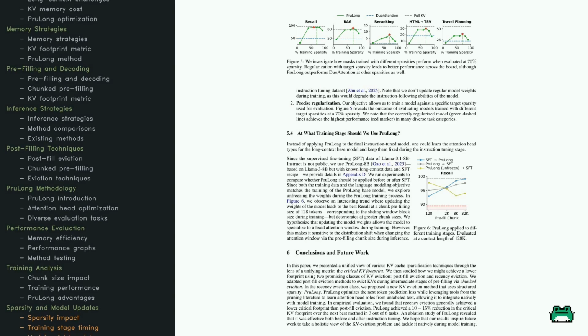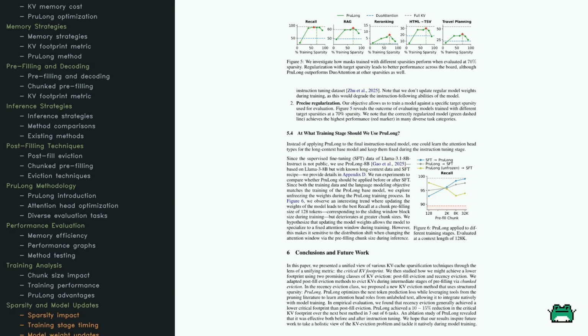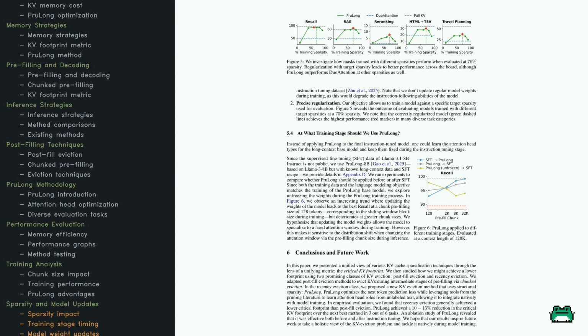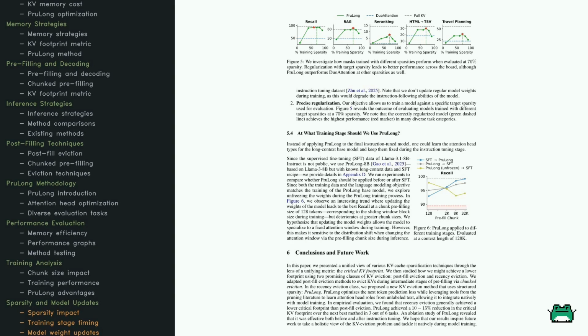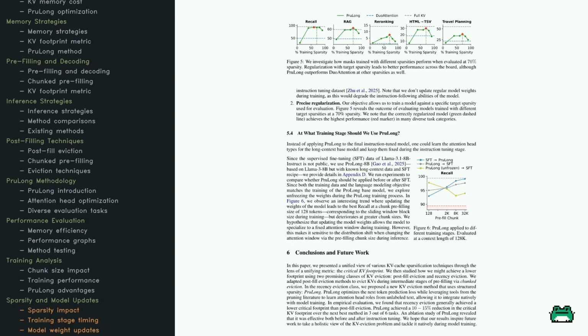Figure 6 examines how updating model weights during PruLong training can enhance recall, particularly with smaller input chunks. However, there's a trade-off. Larger chunk sizes during training might lead to performance dips, indicating sensitivity to changes in attention window sizes. This section wraps up by highlighting PruLong's ability to optimize prediction loss effectively. The conclusions point towards a holistic view of memory management, encouraging further exploration of KV eviction methods.